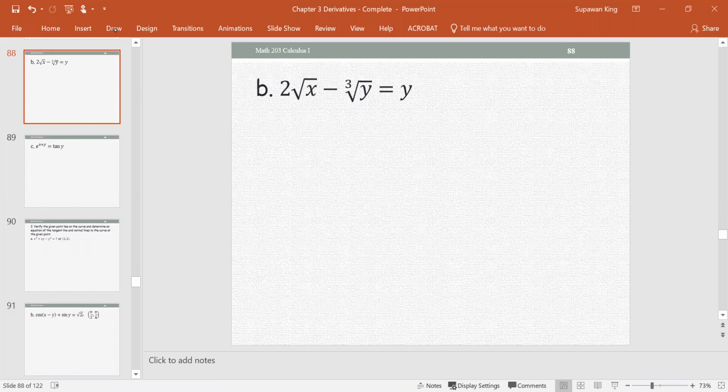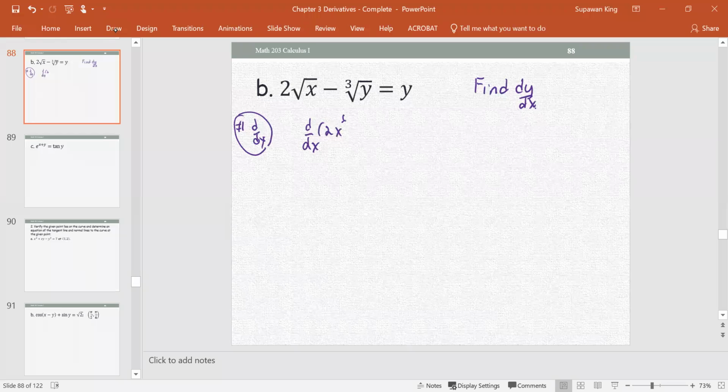In this example, we have 2 square root x minus the cube root of y equals y. Your goal is to find y prime or dy by dx. Step number 1, we find the derivative with respect to x of both sides of the equation. So d by dx of 2, and we write square root x as x to the power 1/2, minus d by dx of the cube root of y, which we write as y to the power 1/3, equals d by dx of y.